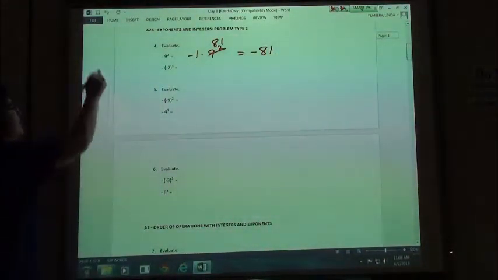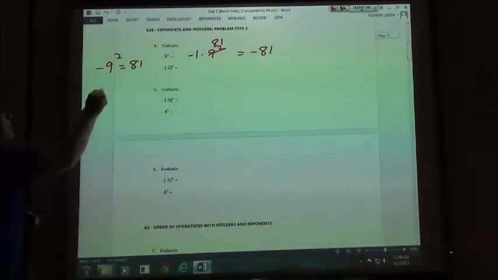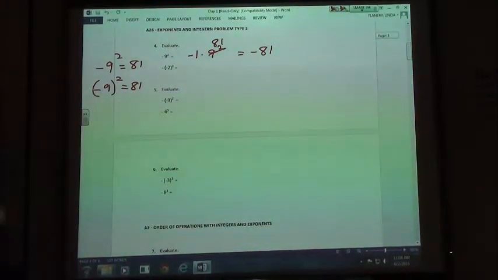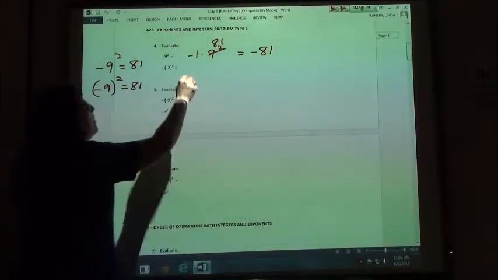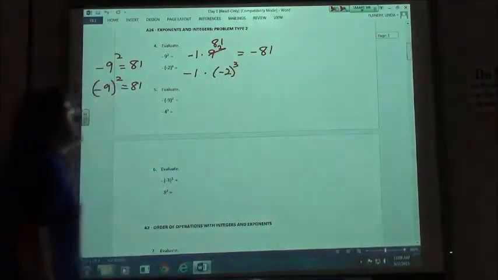People always try to say that this is 81 because they forget that these two things are not the same thing, right? One has the parentheses around the negative, the other one doesn't. So here the negative is squared, negative times the negative makes it positive, but here the negative is not squared, just the 9 is. So this one, if I wrote it down, it would be -1 times the -2 cubed.